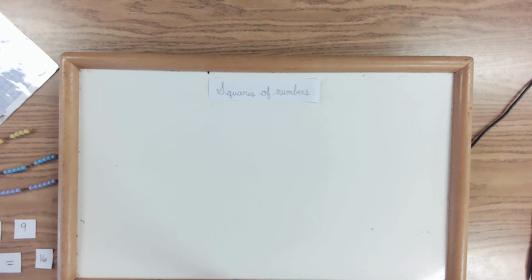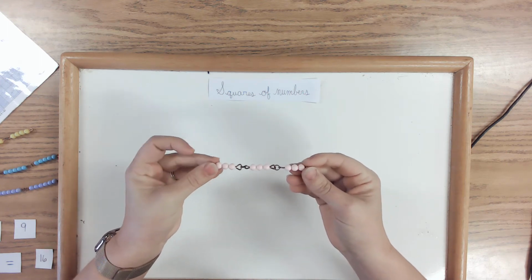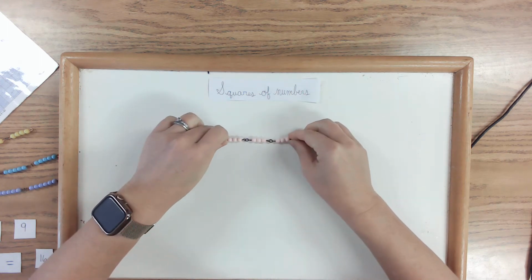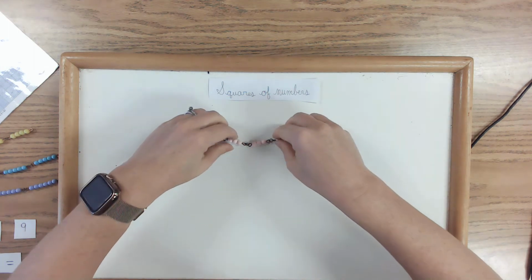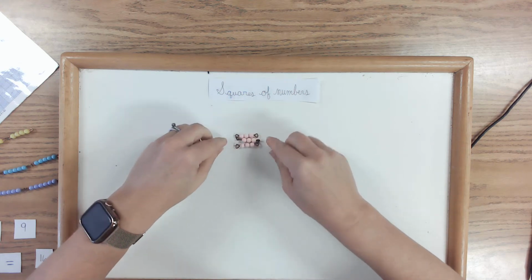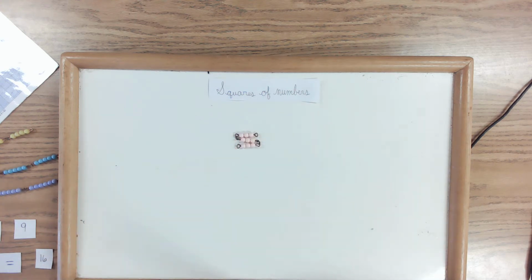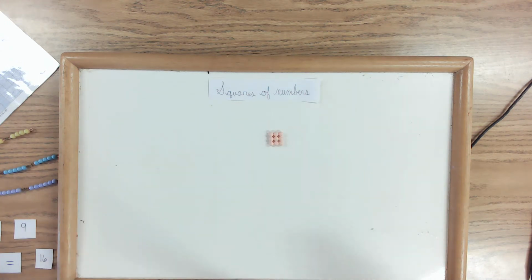So let's get started. The first thing that I have here is the short chain of 3. So I can see that it's 3 taken 3 times. And I can do something with this. I can turn it into a square that has a base of 3 and a height of 3. Now, this is also a square of 3, but it looks a little bit nicer. So it's the exact same thing, but I'm going to swap it out.